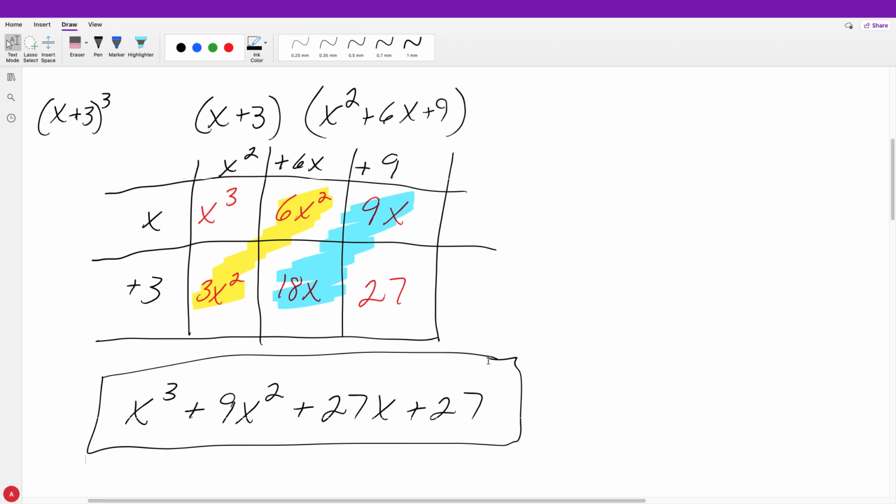So you could still use your table. You could still use your arrows for this, but FOIL does not work because we have more than just 4 things that we're multiplying together. So either arrows or a table would be what you would use for this one. All right, so when we're in class, I'm going to show you guys something that I think is pretty cool of how you can actually expand these binomials a little bit faster when they're being raised to the second, third, or higher power. All right, so that's it for this video.